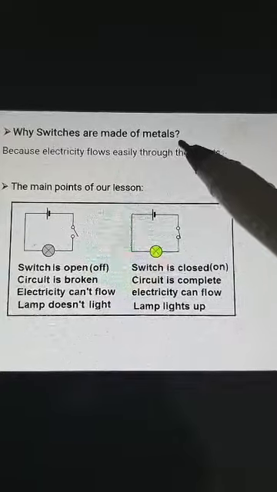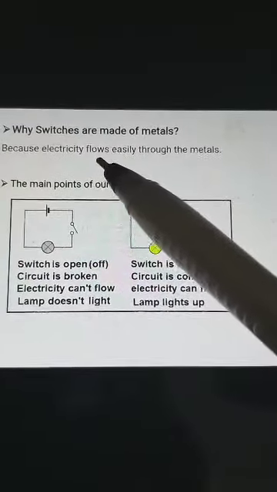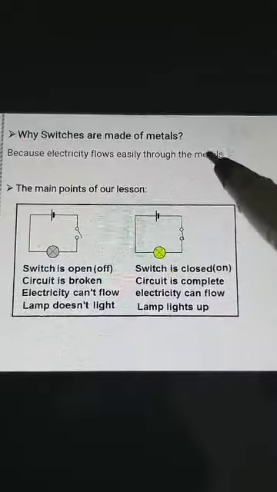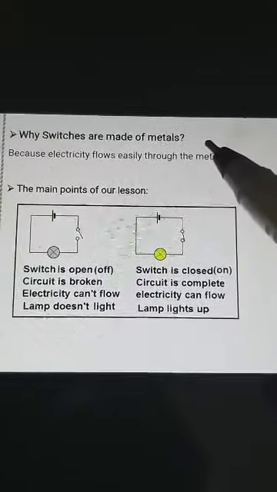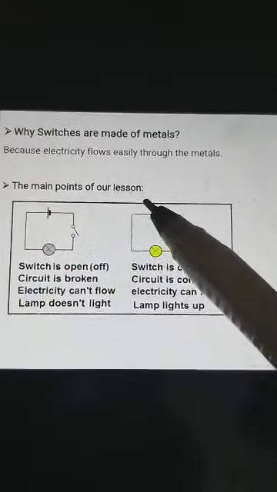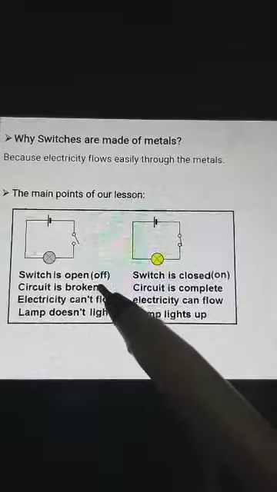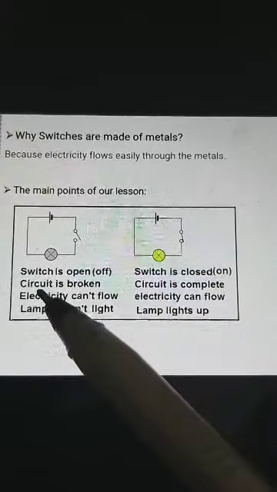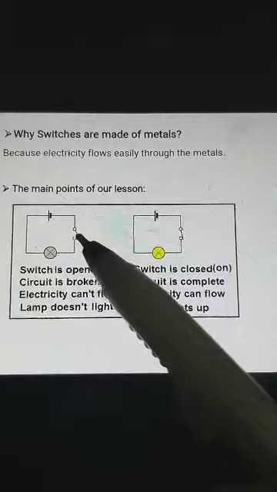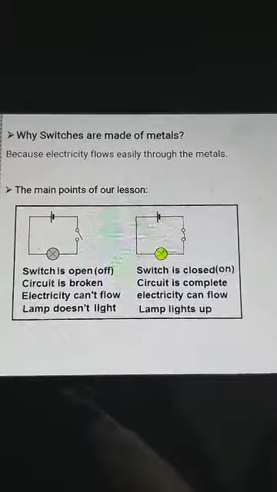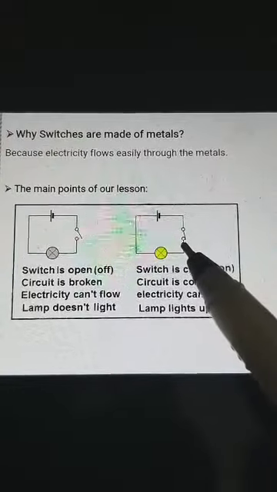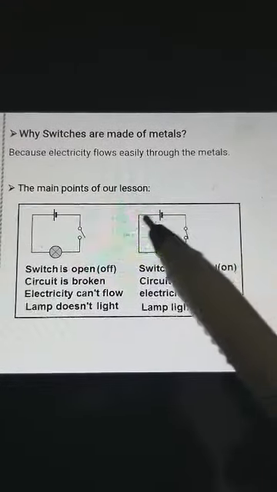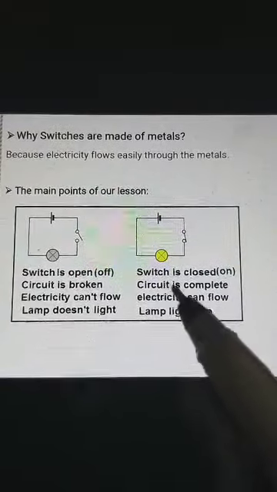Why are switches made of metals? Why, girls? Because electricity flows easily through the metals. So when I close the switch, the electricity can flow or move easily through the switch and all the circuit. Okay, now the main points of our lesson today. Switch here is what? Open. Open means what? Off. So the circuit is broken here. There is air here, so the circuit is broken. Electricity can't flow and lamp doesn't light. But here switch is closed or on. So the circuit is complete now. So electricity can flow and the lamp lights up.